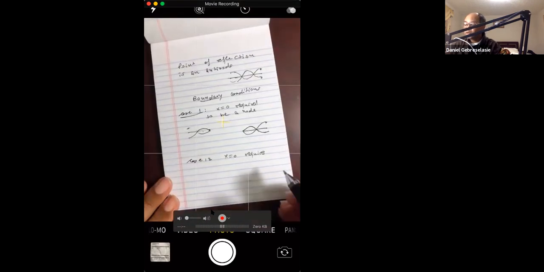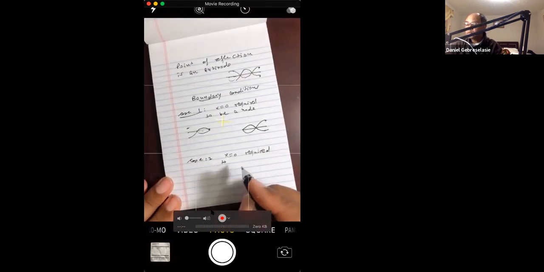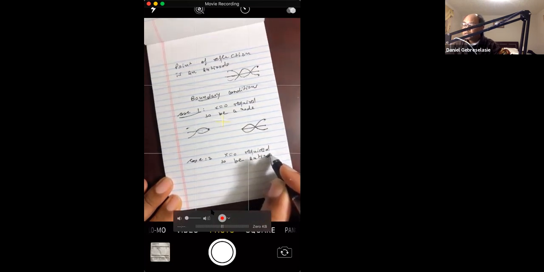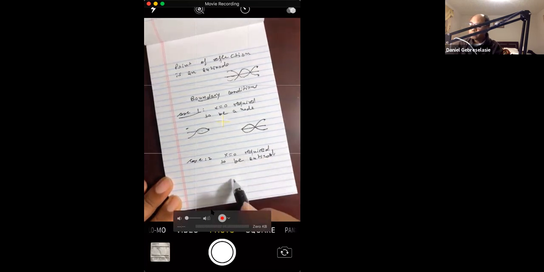x equals 0 required to be an antinode. Okay, antinode. So in this case, we have it like this. We already know this is an antinode over here. Now we're requiring this to be an antinode.